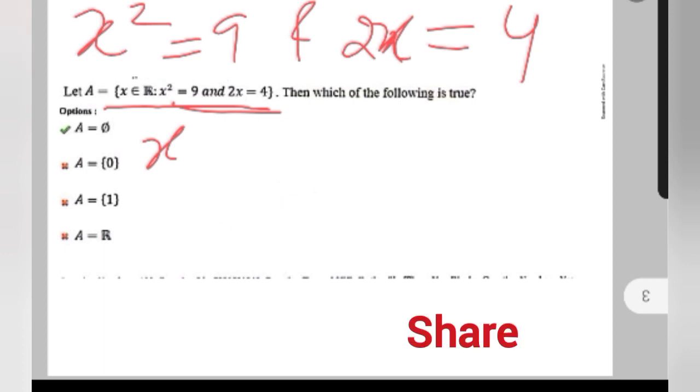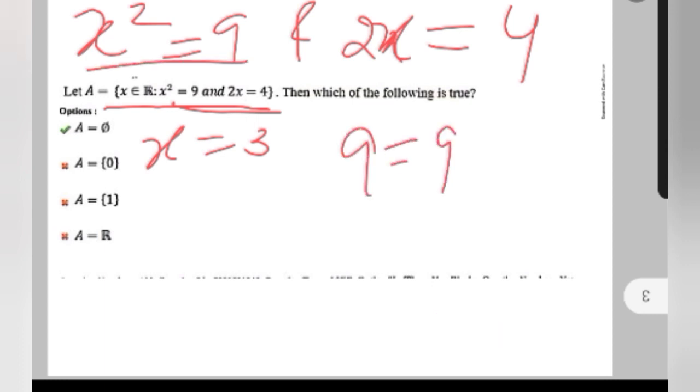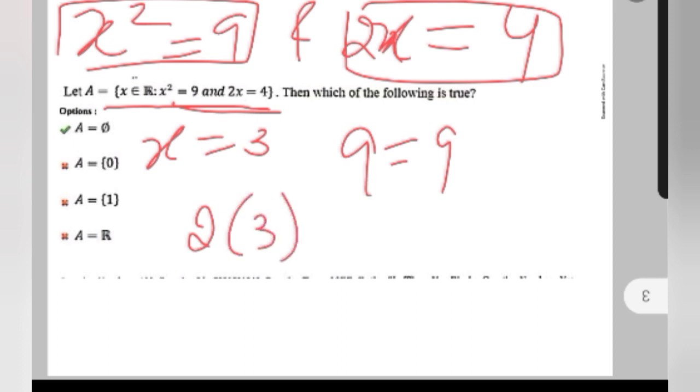If I substitute x equal to 3, so what will I get? 9 equal to 9. Okay, the first condition is satisfied. What about the second condition? 2 into 3, is it equal to 4? No. 6 is not equal to 4.